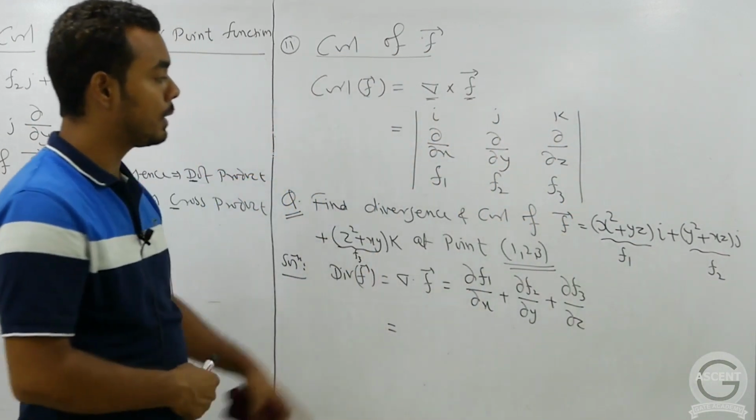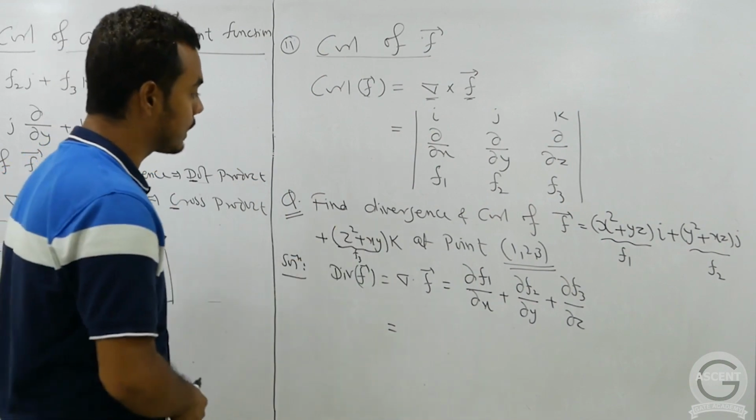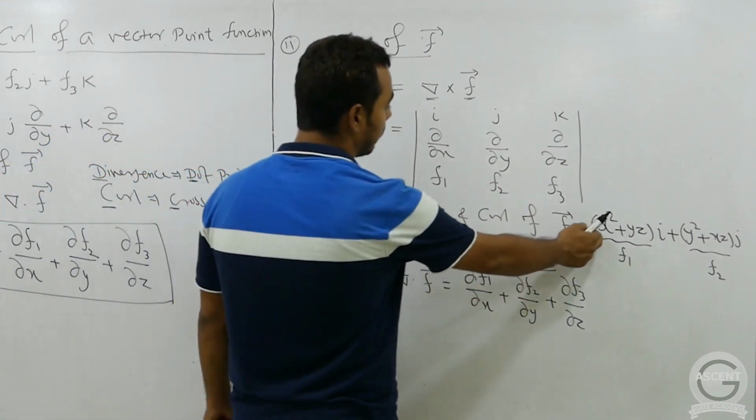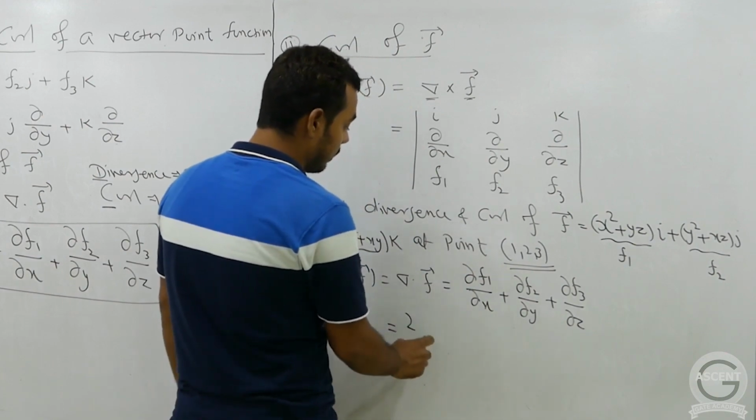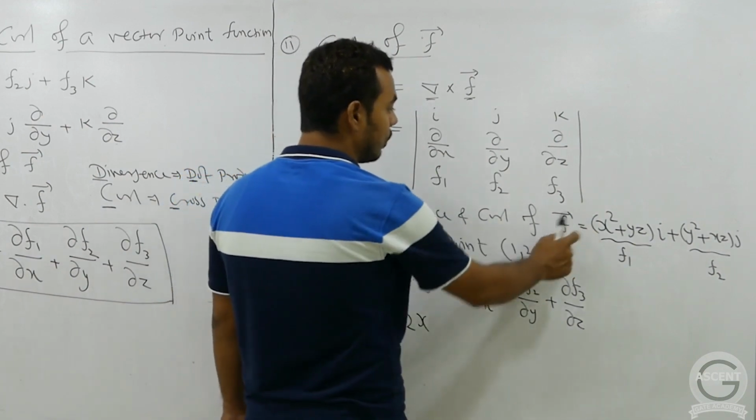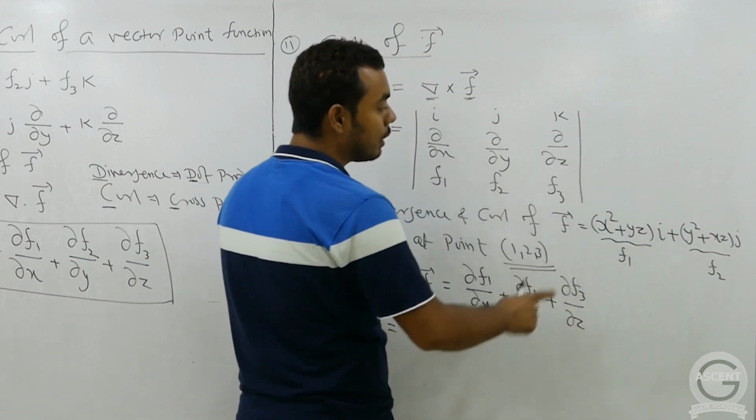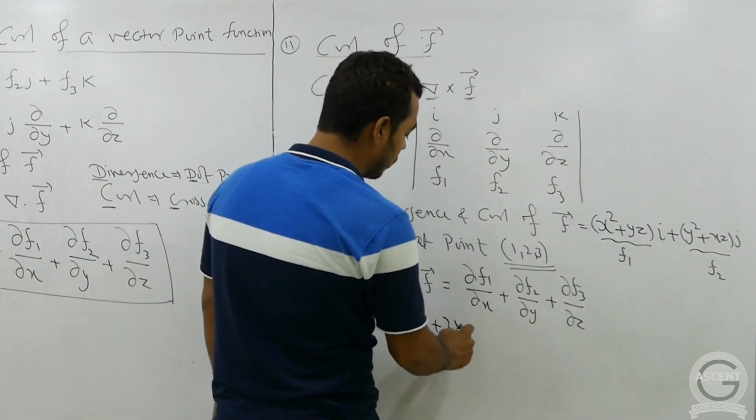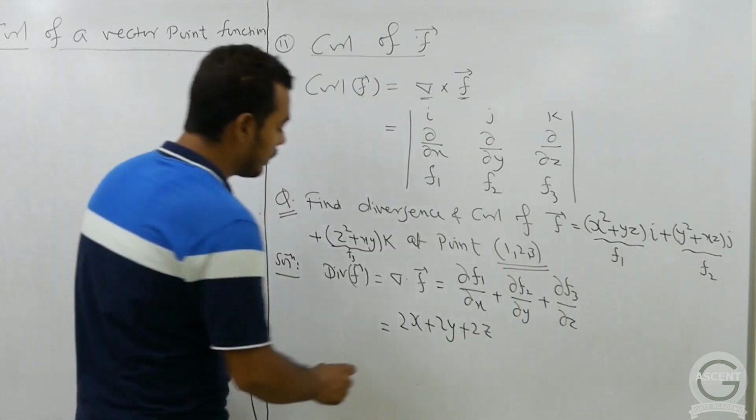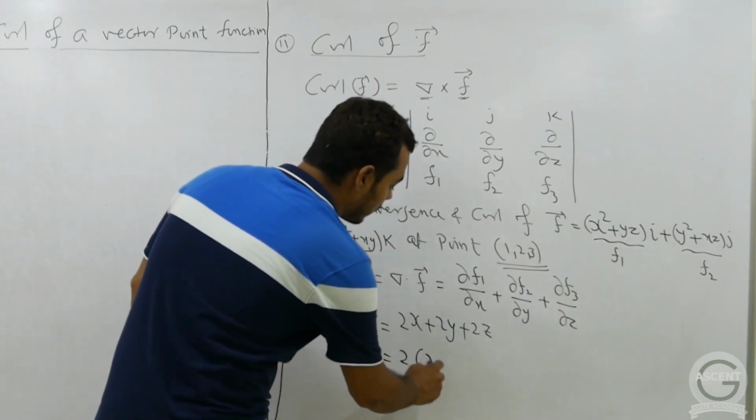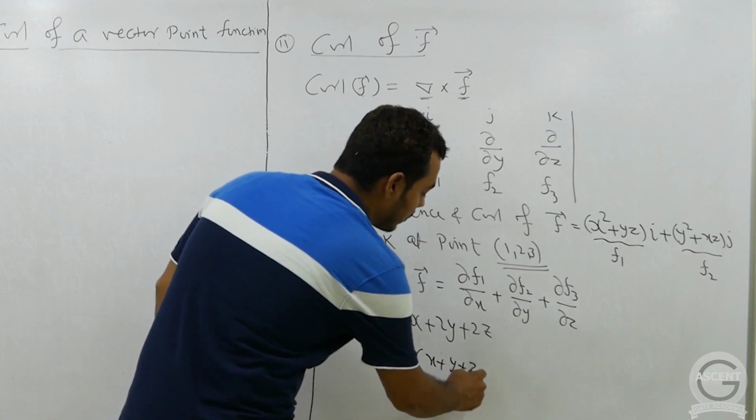So you need to differentiate f1 with respect to x. You can easily see that the derivative of f1 with respect to x will be 2x. Derivative of x square is 2x. This will give us 0. Derivative of f2 with respect to y, 2y. With respect to z, 2z. Okay, now if you take 2 common from here, then you will get x plus y plus z.